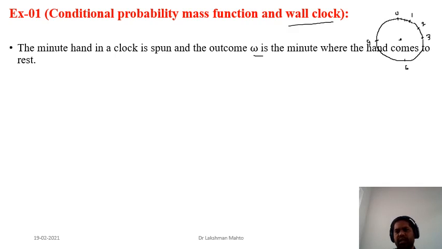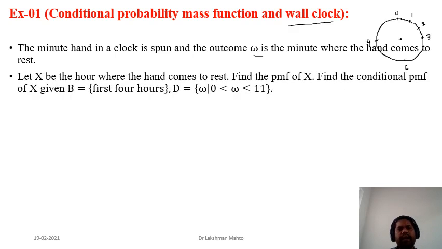So if suppose the minute needle comes to a stop here at 3, what does it mean? That means the minute needle traveled 15 minutes. So that is the random experiment, that the minute needle is moving around. And where it comes to rest, we note down that point, and it gives a measure of minutes.